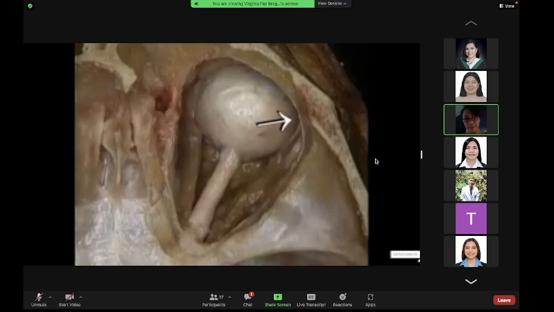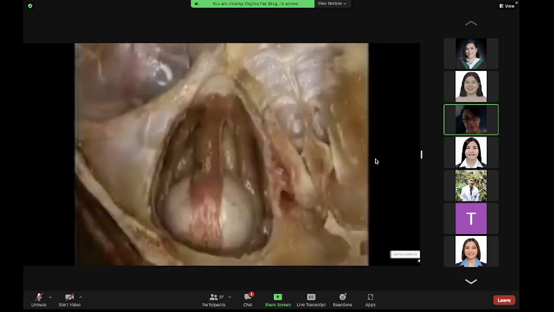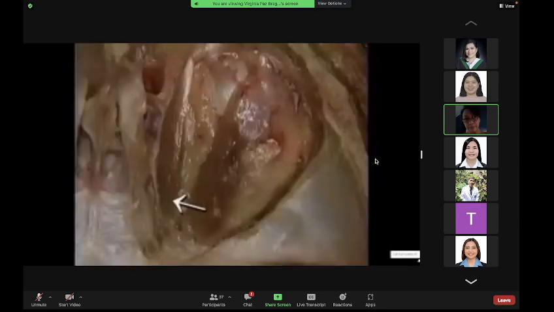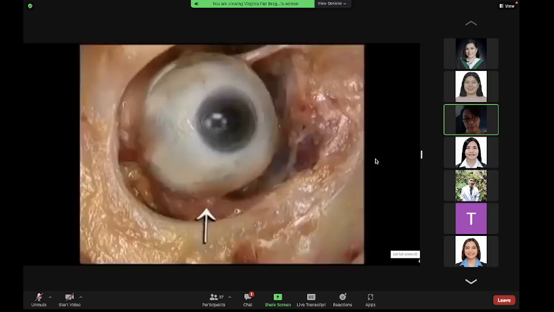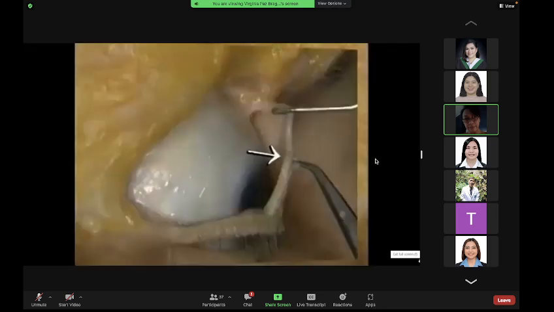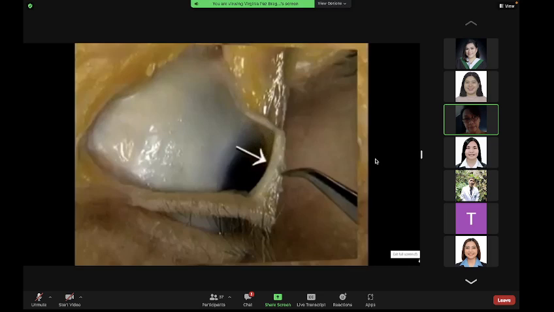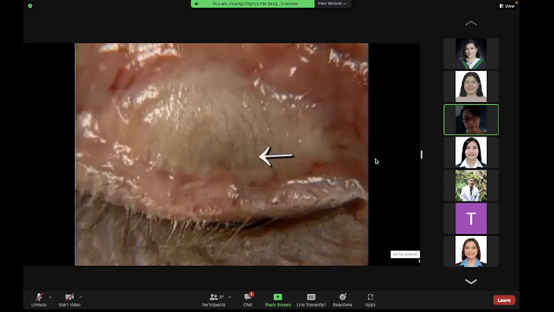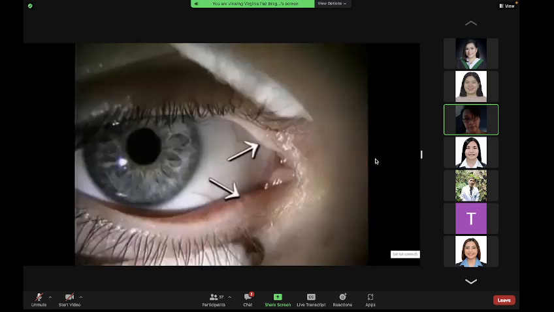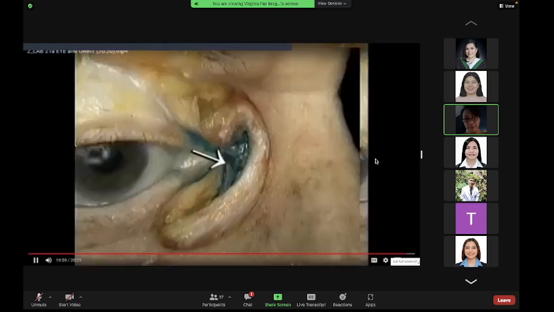Here's the sclera, the cornea, the iris, and the pupil. Here are the rectus muscles, superior, lateral, medial, and inferior, and the oblique muscles, superior and inferior. Here's the trochlea. Here's the annulus tendineus. Here's the conjunctiva, palpebral and bulbar. Here's the orbicularis oculi muscle, the orbital septum, the tarsus, and the tarsal glands. Here's the lacrimal gland, the upper and lower puncta, the canaliculi, the lacrimal sac, and the nasolacrimal duct.